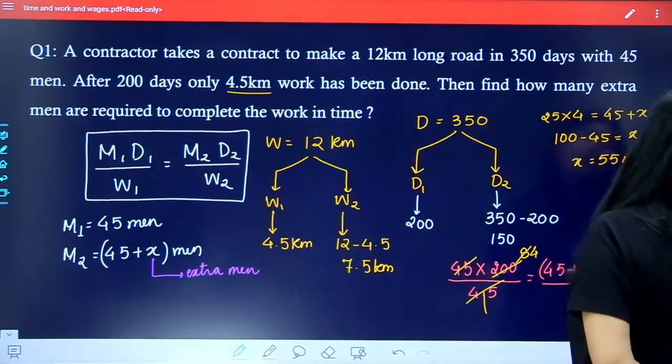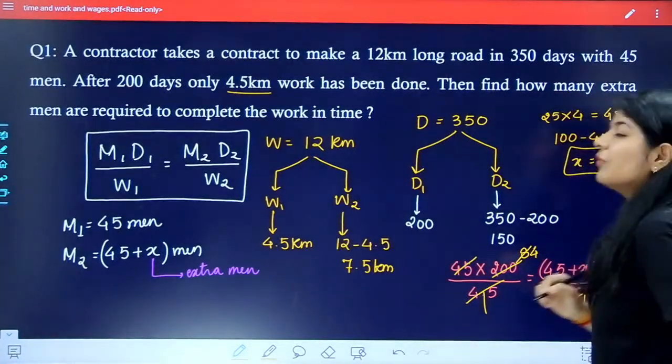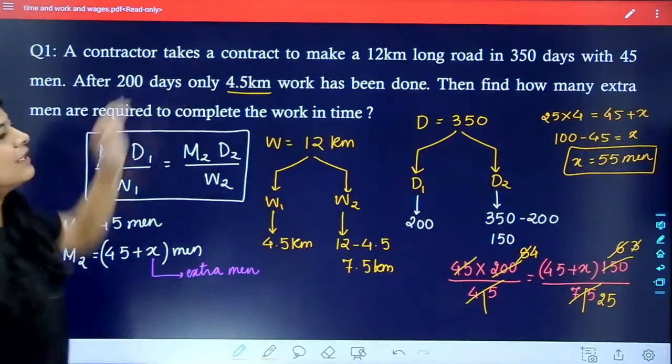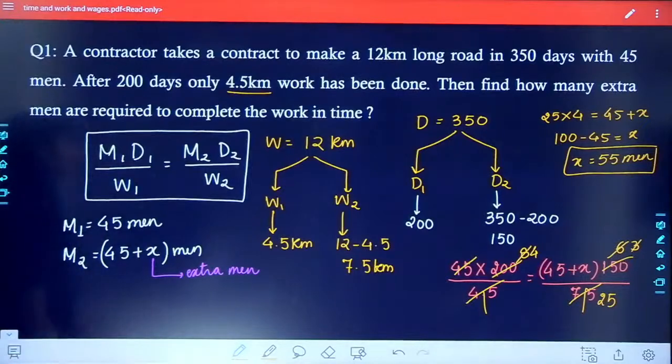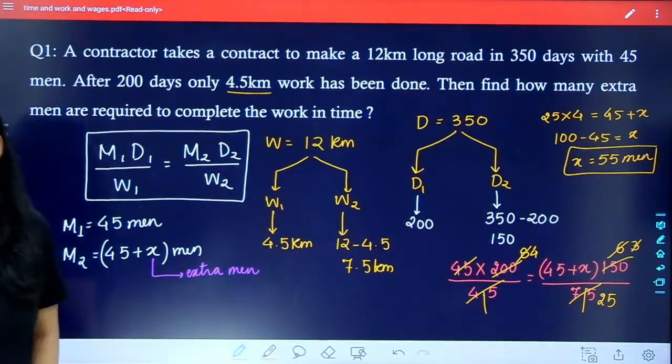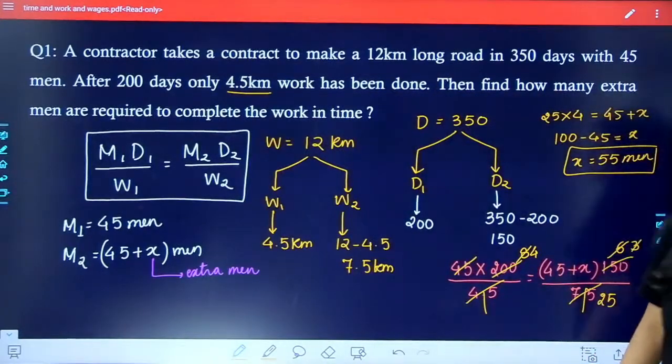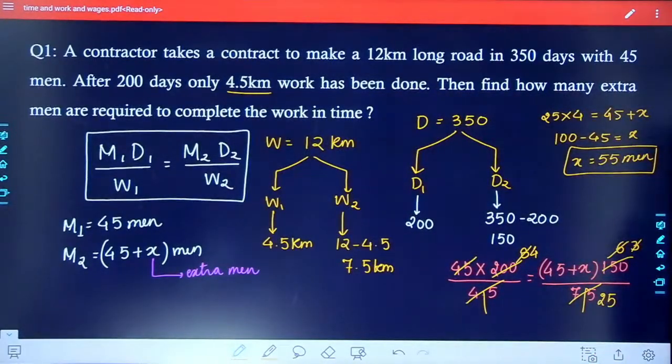That means the contractor hired 55 more men, or we can say the extra men, after this situation. Is it clear? Yes, 55 is the correct answer. Is it clear to everyone? Now let's move to the next question.